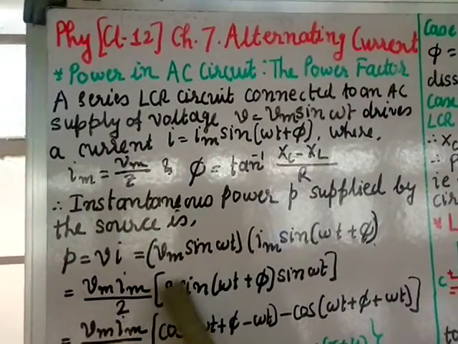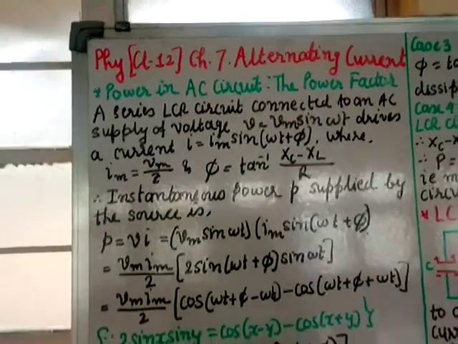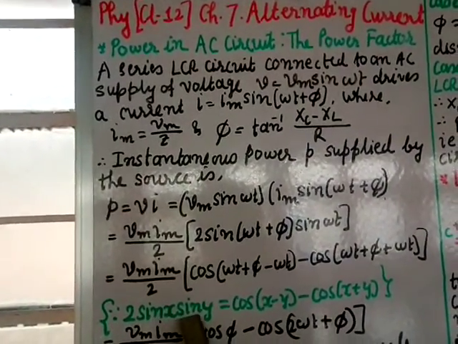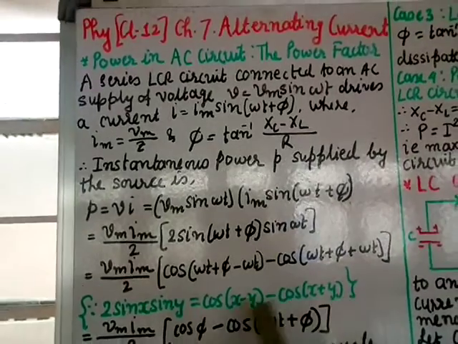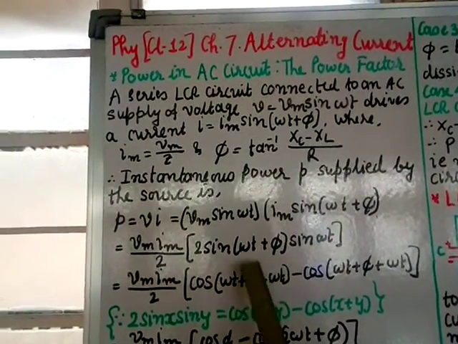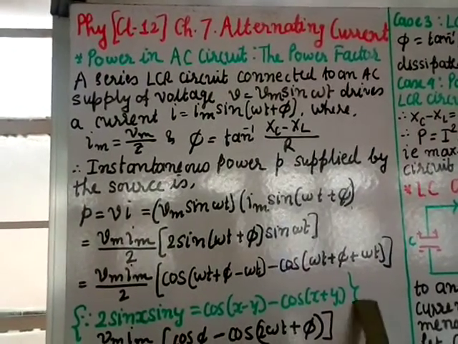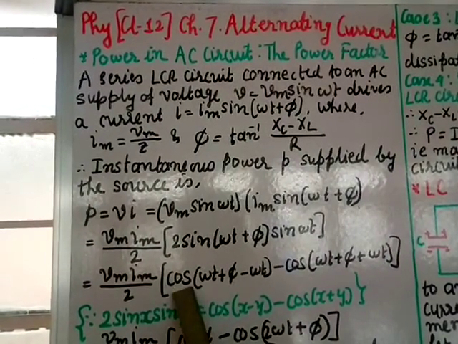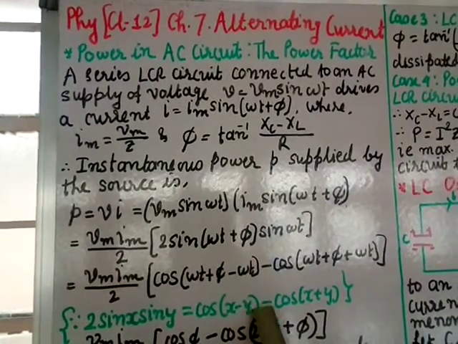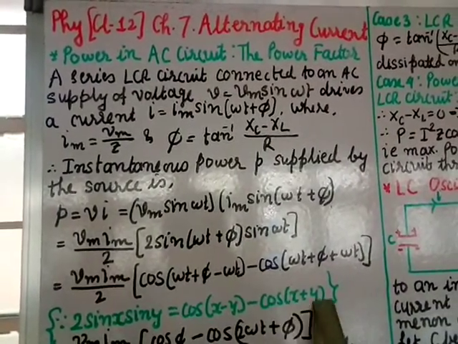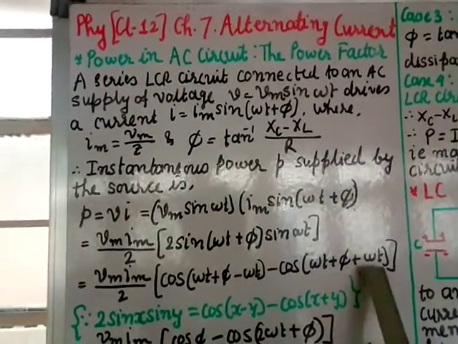I divide and multiply by 2. Now I am going to use the trigonometric identity: 2 sin x sin y = cos(x − y) − cos(x + y). Here, instead of x, I have ωt + φ, and instead of y, we have ωt. So I apply this identity: cos of (ωt + φ − ωt) minus cos of (ωt + φ + ωt).